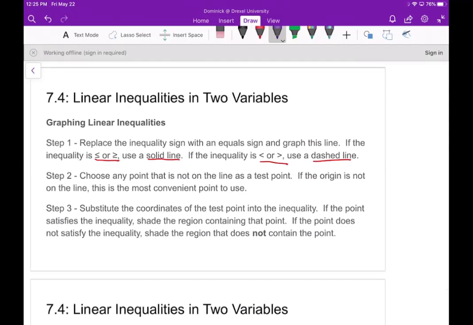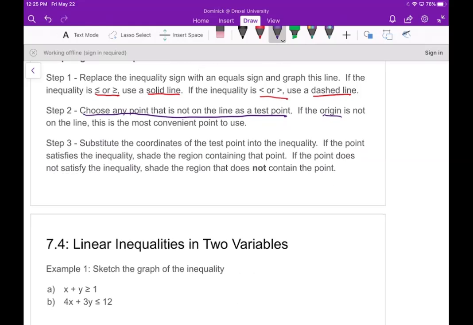Now, the next thing you're going to do is choose any point that is not on your line, and use that as a test point. Most of the time, if you can get away with it, the origin is the easiest one to use. Then you substitute your test point into your inequality. If you get a true statement, you're going to shade the region that contains that point. If you get a false statement, then you're going to shade the other region.